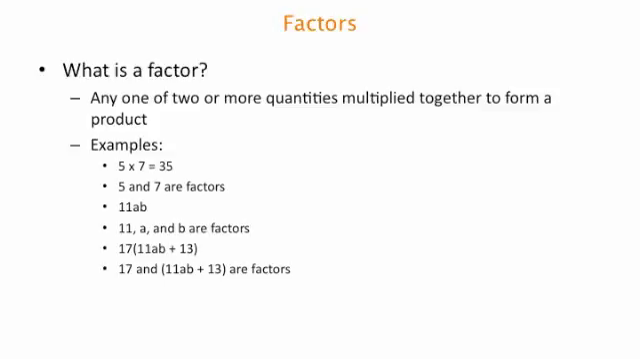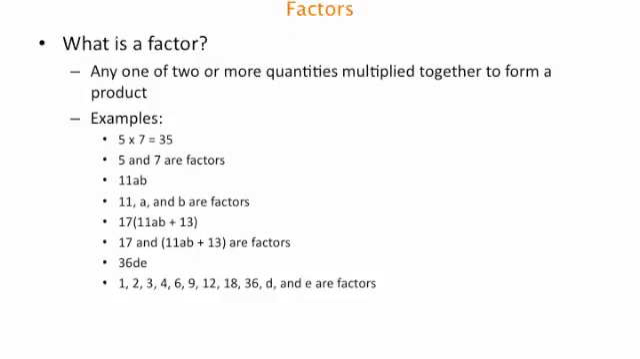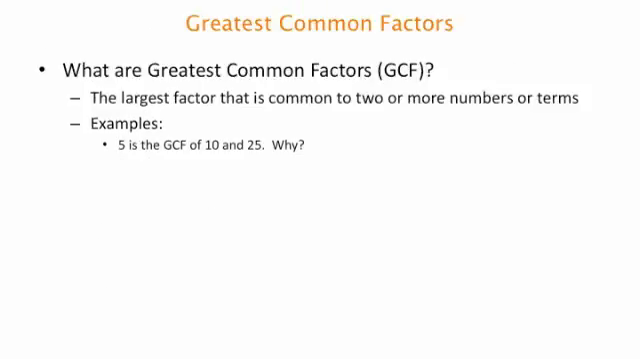If I have something where 17, for example, is multiplied times a quantity, like 11ab plus 13, then 17 is a factor, and then that whole quantity, 11ab plus 13, is a factor. In 36DE, I can list all the factors of 36, which you see on the screen, and then D and E are also factors.